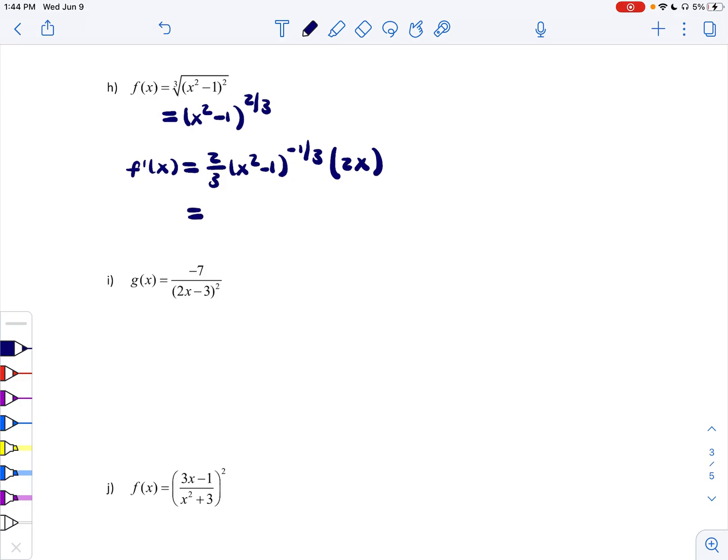Okay, and then we just want to simplify this a bit. So we have a 2 times a 2x would be in our numerator. The 3 goes in the denominator, and then the x squared minus 1, since it has a negative exponent, would also go in the denominator, and that would become a cube root of x squared minus 1.